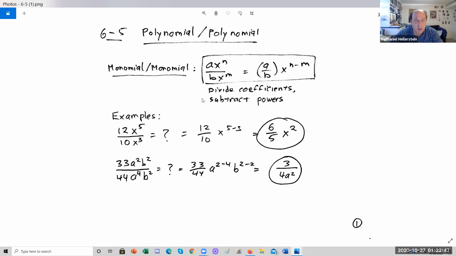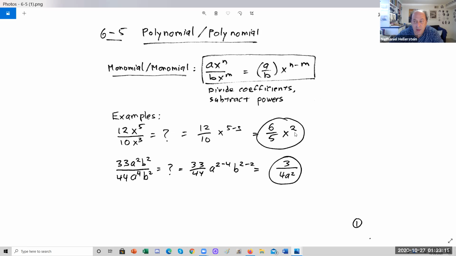Well, simplest case, if you have a single term divided by a single term, ax to the n divided by bx to the m. The coefficient will just be a over b, and a difference of powers means you subtract the exponents. x to the n over x to the m equals x to the power n minus m. So you divide the coefficients and subtract the powers. So for example, 12x to the fifth over 10x to the third. Well, 12 tenths is the coefficient, x to the 5 minus 3.